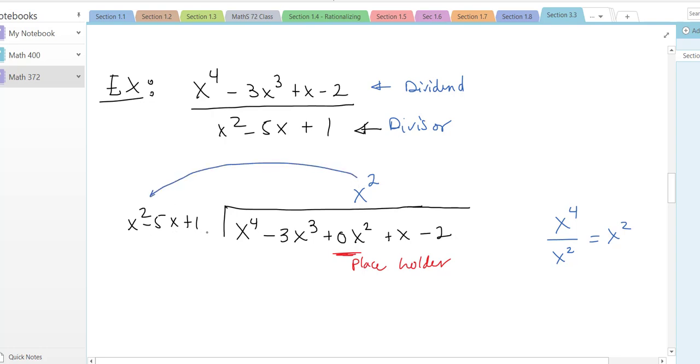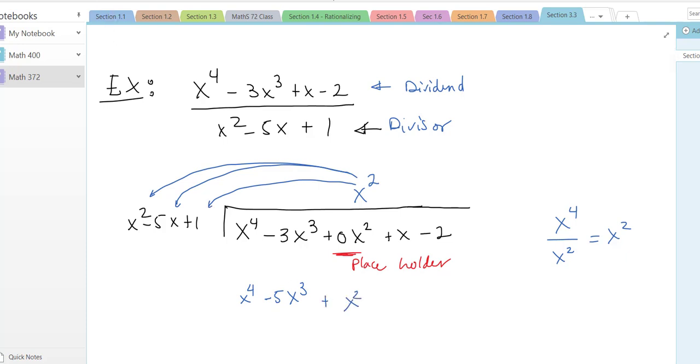Now this divisor has 3 terms, so I have to multiply by all 3. So x squared times x squared gives me the x to the fourth that we want. Remember, we want them to match up. x squared times a negative 5x gives me minus 5x cubed. And x squared times 1 gives me a plus 1x squared. The ones we don't write them, and we subtract.